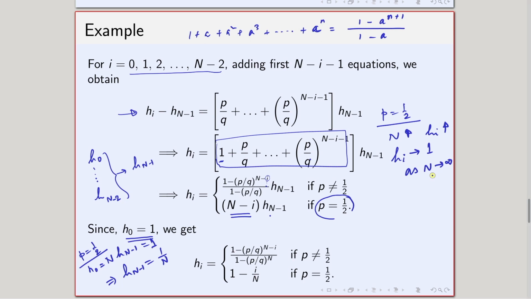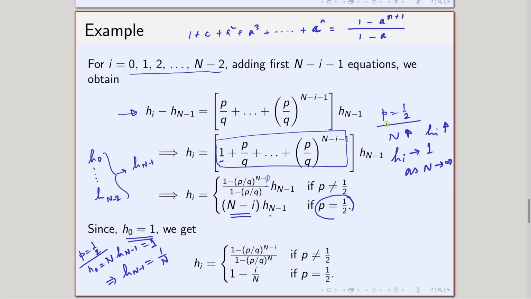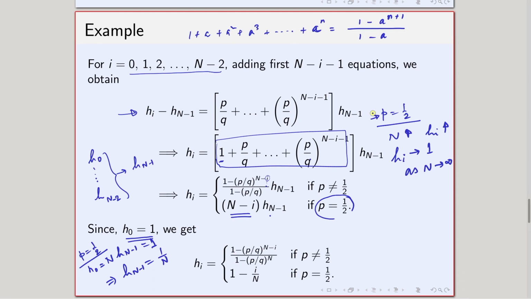What does this mean? n is basically the target the gambler fixes. If the gambler is very greedy and the winning probability is half, then the gambler will finally go broke and lose everything. So when we go for gambling, we should not fix our target very high, because there is a high chance that I will go broke and lose all my money. That is what this tells us when p equals half.